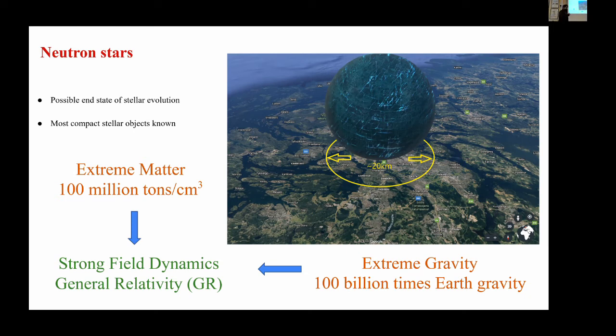And owing to such extreme properties of matter and gravity, the only way to understand such compact objects is to use the full set of GR equations. And especially in the case of two-body or multi-body interactions of such systems, one has to solve this set of equations without any assumptions. And this is done via the field of solving them numerically, so numerical relativity.